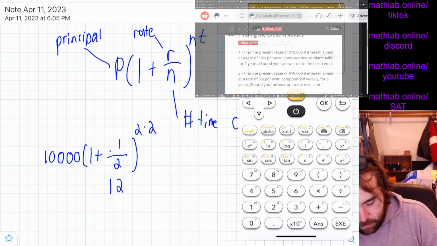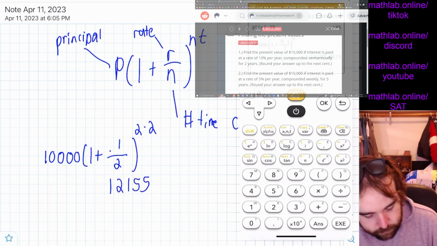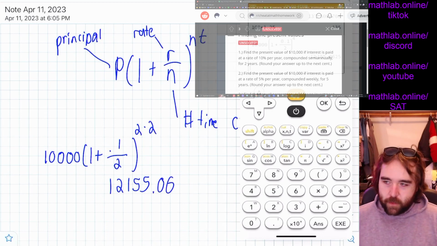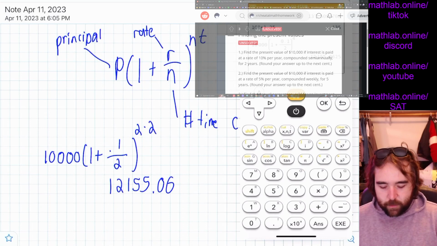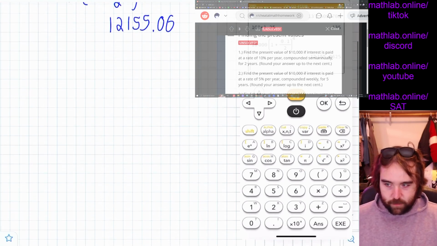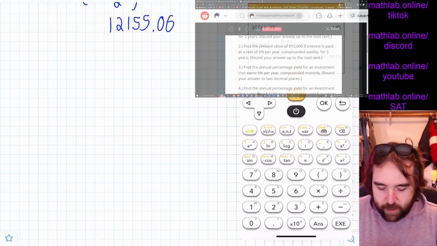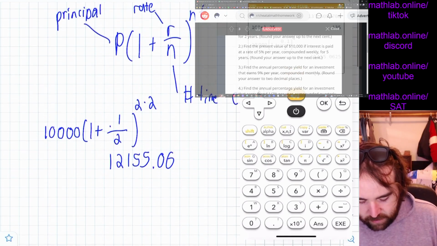And you just got to round it. To the nearest cent, you'd round down, 0.06. And that's all it is. So when you know the formula, it shouldn't be too bad. I imagine a lot of these questions will be very similar. So the next one, we'll just use the exact same formula.